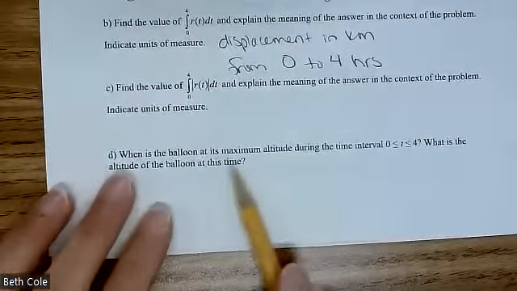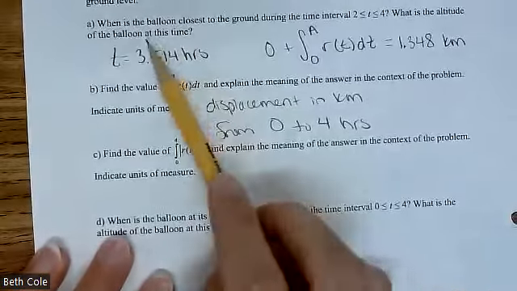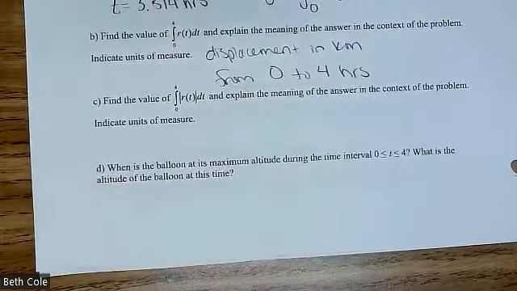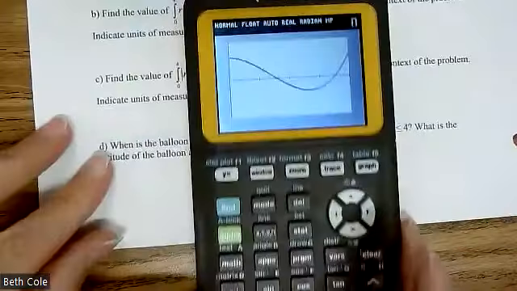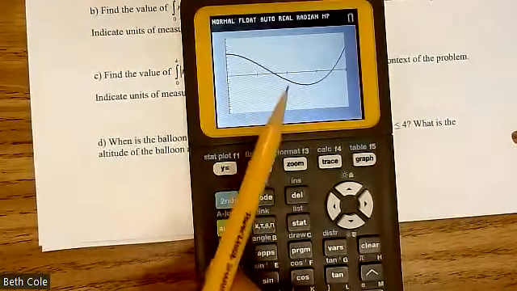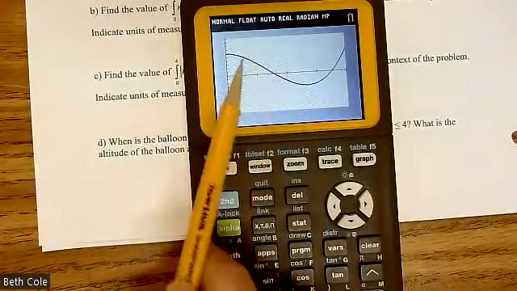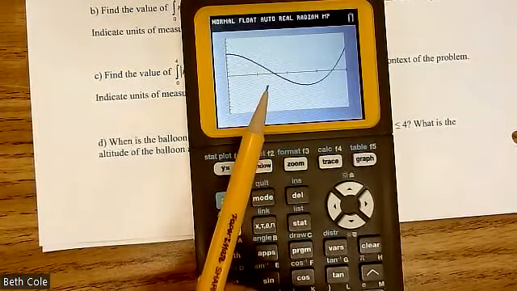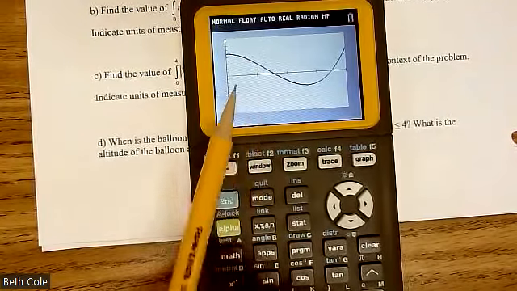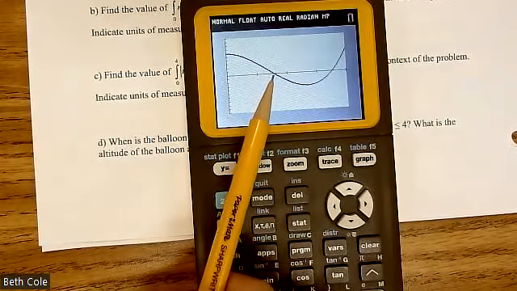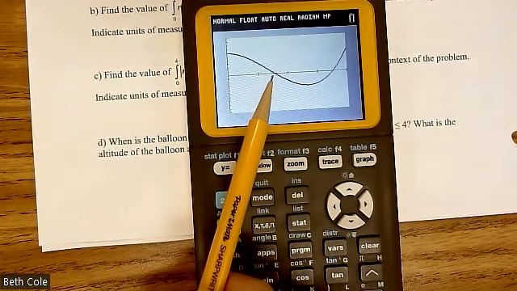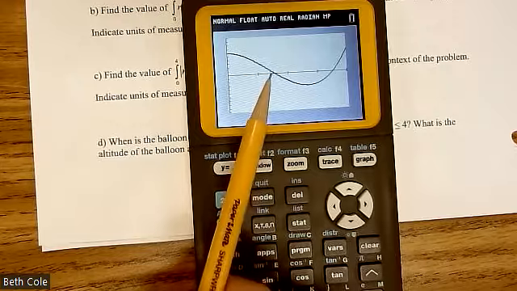D, I'm not going to go through the whole thing. I'm just going to start you on it because it's exactly the same as A. When is the balloon at its maximum? Look, maximum is a change from positive to negative. Do you see this here? You would repeat the process we did for part A exactly, except you would use this 0 instead. See what I'm saying? You would do part A exactly like we did.